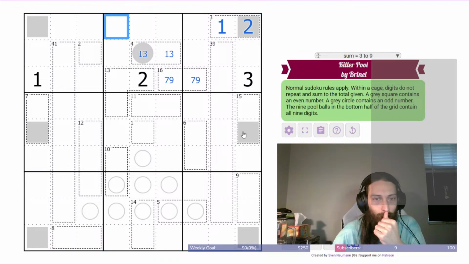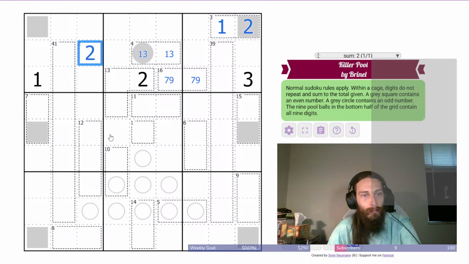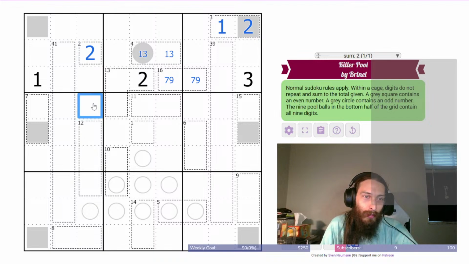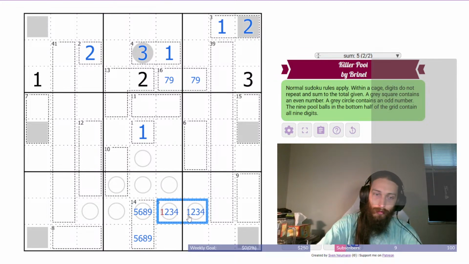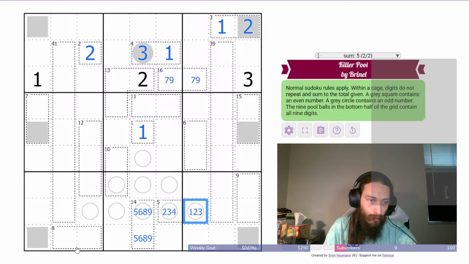Or, there's a 2 cage in box 1. Why not just make that a given? I mean, it's probably for aesthetic reasons, but a 1 cage. 1 cage, yeah. 5, 6, 8, 9. 1, 2, 3, 4. Where that's not a 1, that's not a 4.